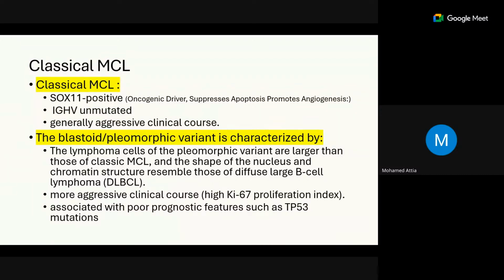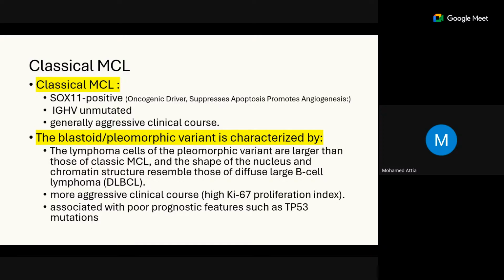What is SOX? SOX is a transcription factor that will lead to oncogenic drive. It will suppress apoptosis, and it will promote angiogenesis, and it is present in about 80 to 90% of cases of classical MCL. So now in classical MCL, we have two important markers and genetics. The first marker is that it has translocation 1114 or Cyclin D1 overexpression. Number two is SOX11 positivity. And that's why this classical MCL has an extremely bad prognosis.